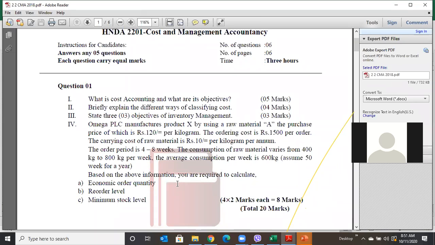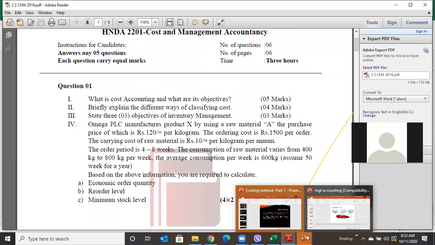The consumption of raw material varies from 400 kilograms to 800 kilograms per week. The average consumption per week is 600. How did we get that? 400 plus 800 divided by 2. Assume 50 weeks per year. Based on that, you are required to calculate the economic order quantity.